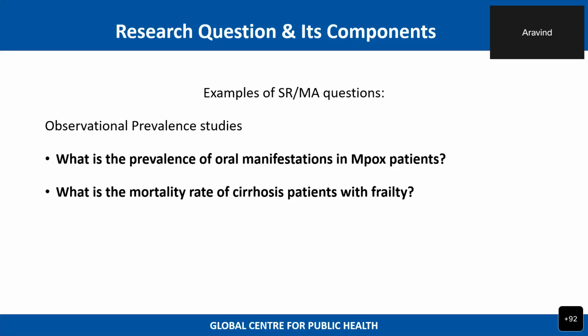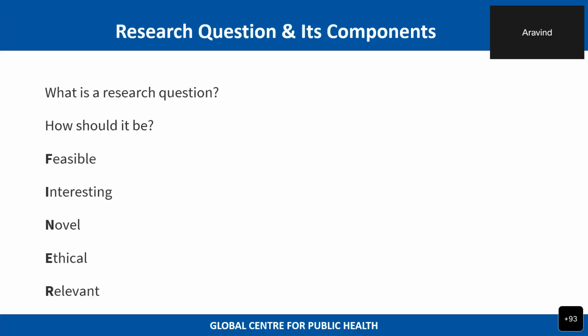For example, in the observational prevalence study, this is the paper which got accepted recently from our team. This was the research question which we formulated: What is the prevalence of oral manifestations in mpox patients? Now, if you apply those five criteria, all five are satisfied. It was feasible for our team to do. We were only 5-6 people, the studies were limited, it was a prevalence study, and we were expert in doing that.